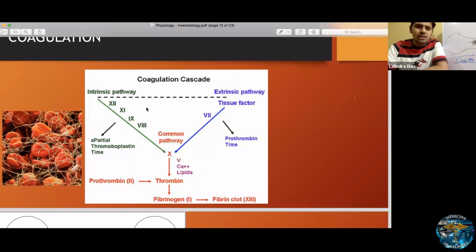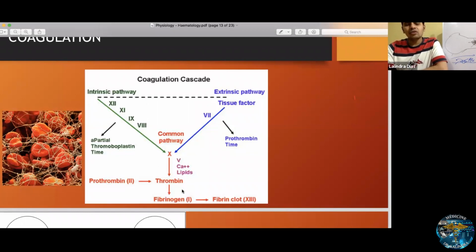So again, follow this. In the intrinsic pathway, the important factors are factor 8, factor 9, factor 11, and factor 12. They are measured by APTT. Extrinsic pathway, what is the most important factor? Talk along with me, then you will remember. The most important factor is factor 7. And when that is deficient, your PT INR will be prolonged. Right, guys. So then they both meet in the common pathway with factor 10.